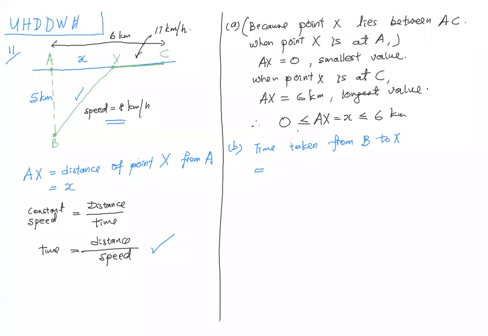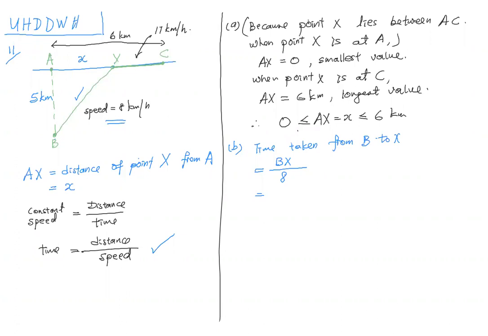So time taken to travel from B to X. So the distance traveled is BX. Okay, and the speed of rowing the boat is, Adele? 8 kilometers per hour. Yeah, 8. Right? Okay, so how to get BX? How to find the distance of BX in terms of X?